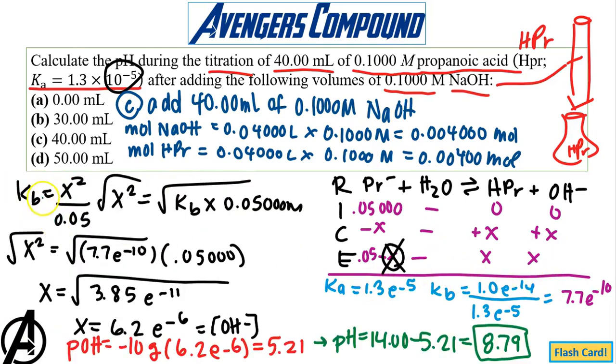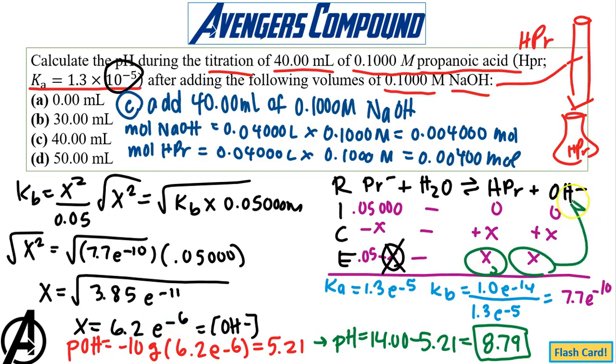Okay, so we have our Kb is equal to x squared divided by 0.05 from our ICE table. To solve for x, we take the square root of both sides, and we're going to take our Kb value and multiply by 0.05, right? So in order to solve for x, I'm going to take the square root of 7.7 times 10 to the negative 10, which is my Kb value, multiplied by 0.05. I get 3.85 times 10 to the negative 11. I take the square root of this number, and I get 6.2 times 10 to the negative 6. I've effectively solved for x.